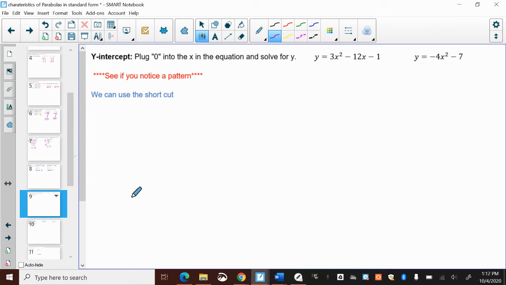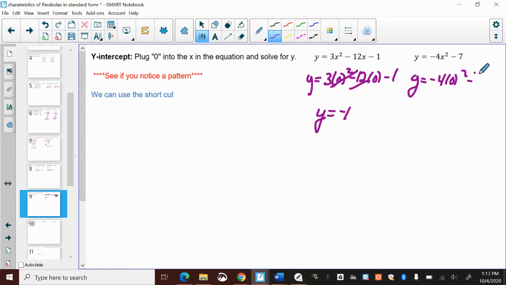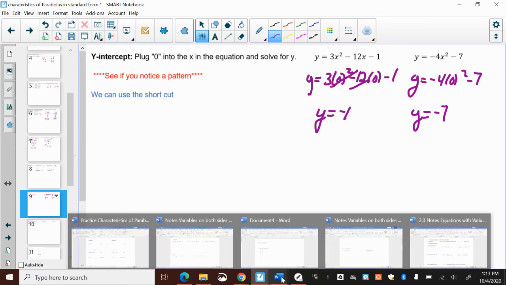Okay, y-intercept happens when you plug 0 in for x, but let's see what happens with both of these. See if you notice a pattern. Anything times 0 is 0. So all these cancel out, and we're just left with y is equal to negative 1. Let's, over here, we get 0 squared. So we get y is equal to negative 7.